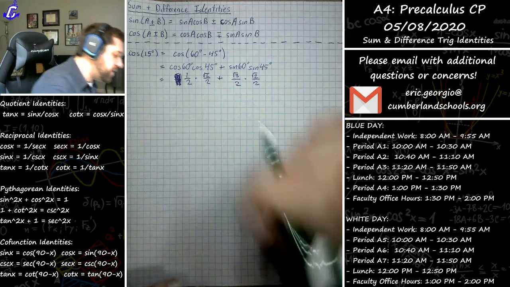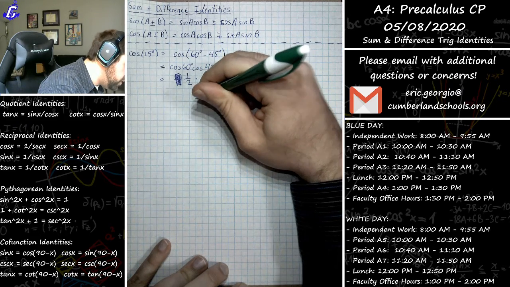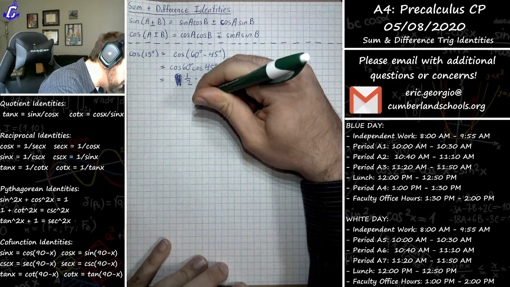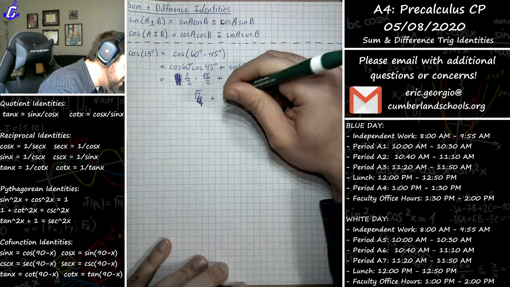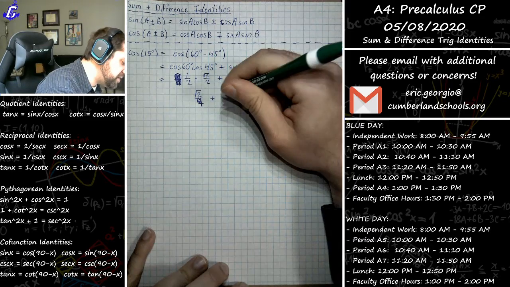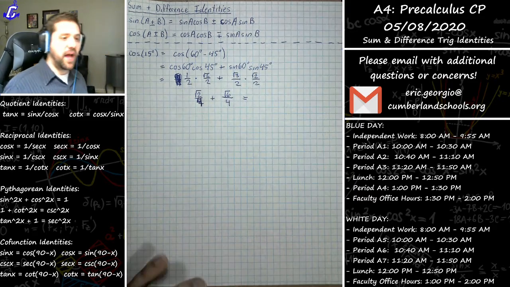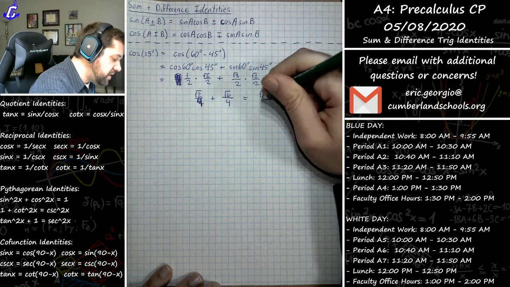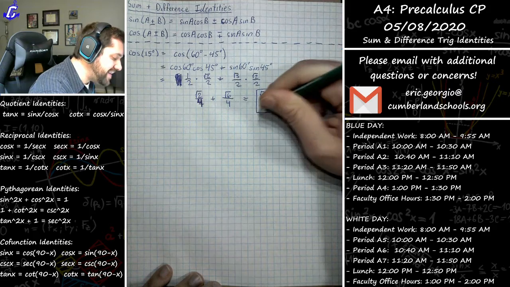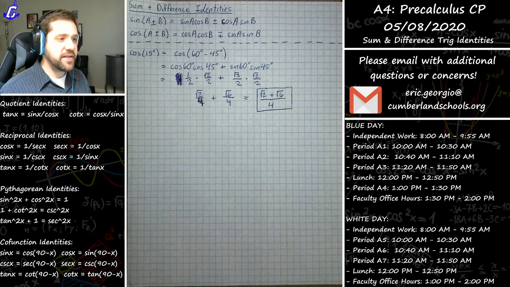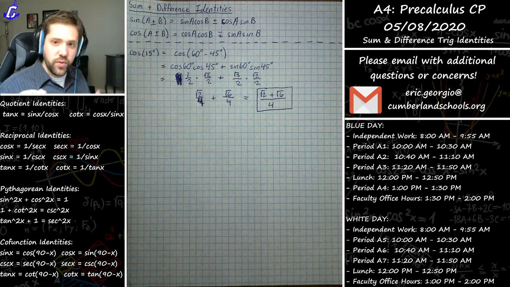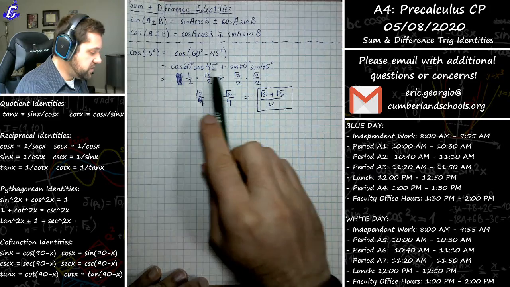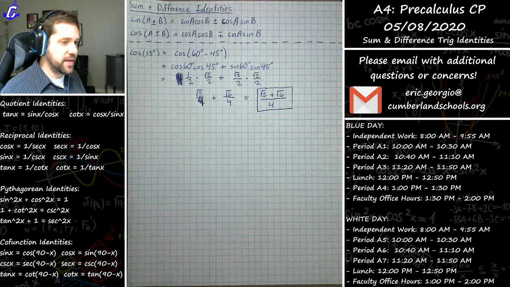We can combine those together now and say that this is the square root of 2 over 4, that's 2 times 2, plus the square root of 6 over 4, that's the square root of 3 times square root of 2 over 4. Since those have the same denominator, we can combine them and make this square root 2 plus square root 6 all over 4. And that is an exact value that represents the cosine of 15 degrees. That makes sense, right? It's just using our cosine sum and difference identity.